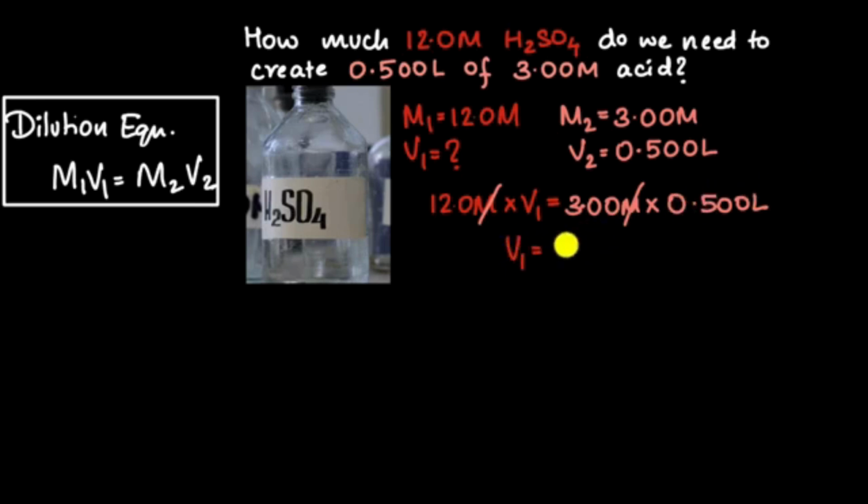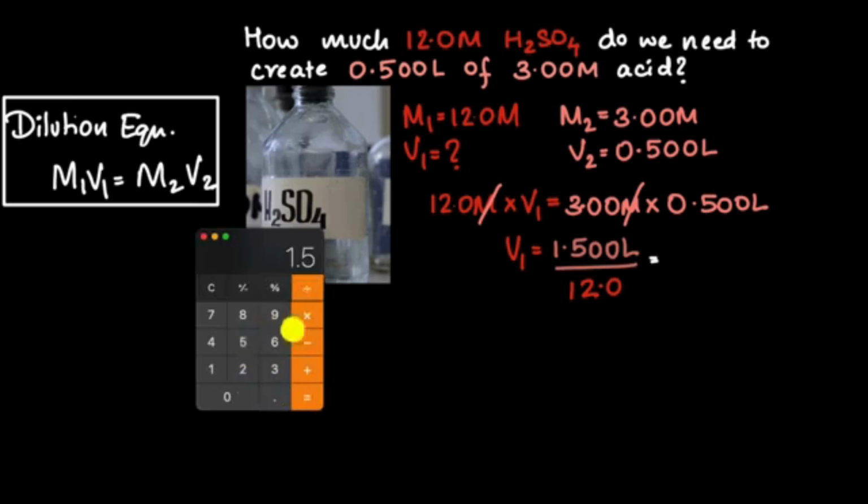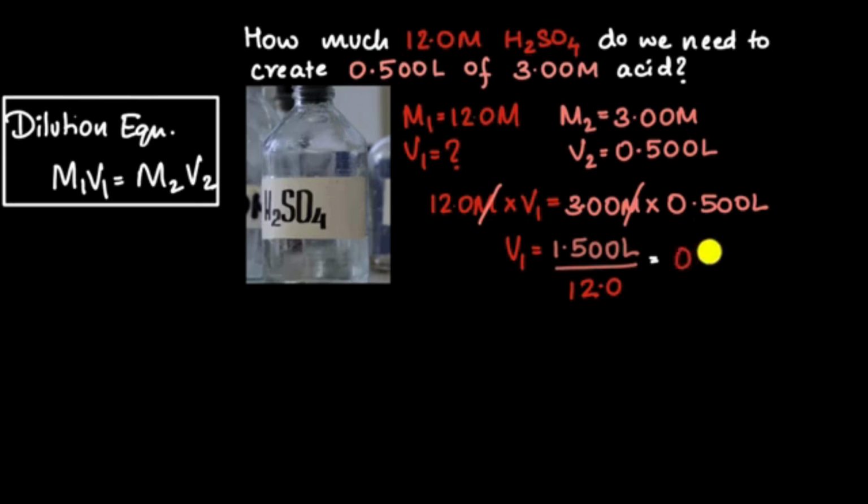1.500 liters divided by 12.0, and that gives me 1.5 divided by 12, 0.125, and I have to write it down to 3 significant figures. So that's going to be 0.125. So 3 significant figures, liters. That's the unit that we have. And there we have it. So this is the amount of concentrated stuff that we need to add to water to get our desired solution.